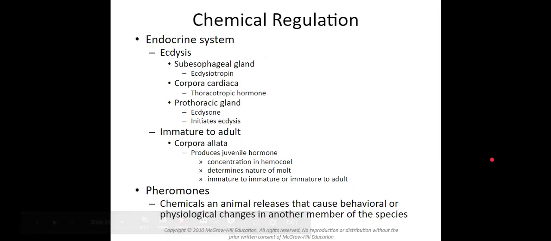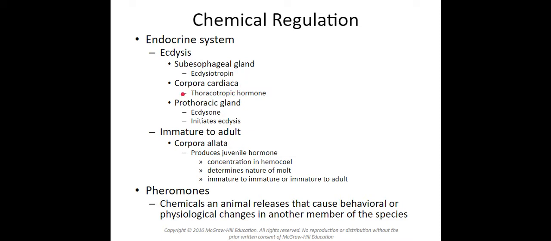Insects have to have chemicals in their body to control their whole body. So they have their endocrine system, which is their hormone system that helps them do their ecdysis, which is their molting. So there's the subesophageal gland that will produce ecdysiotropin. Not quite how you pronounce it, but that's as good as I can do at the moment. And that's going to be one of the hormones that makes them start the process of molting.